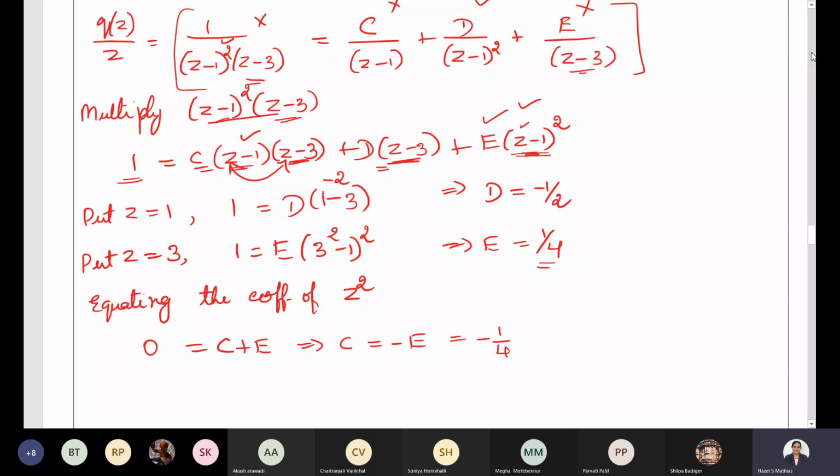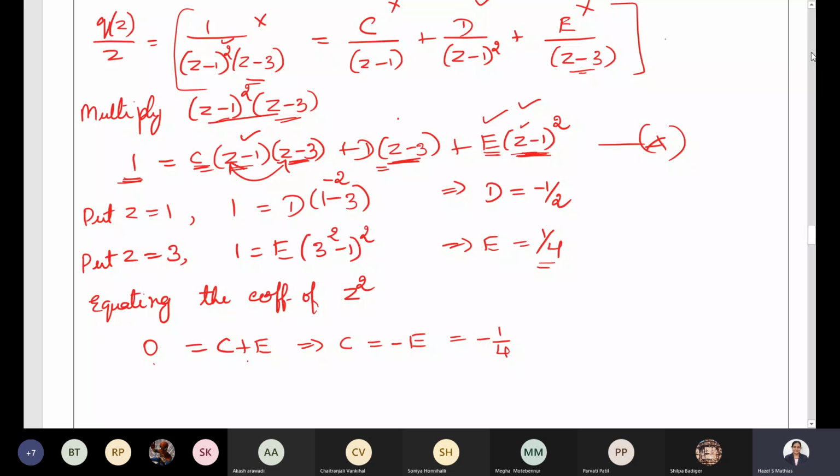Equating the coefficient of z square in this expression: on the left hand side there is no z square term, that's why it is 0. Then z into z gives z square, and the coefficient of that is C. Here there is no z square term. Here there is a z square term and the coefficient is E. So we get C plus E equal to 0. C value will be minus E. E is 1 by 4, so it is minus 1 by 4. So we have found the C, D, E values.